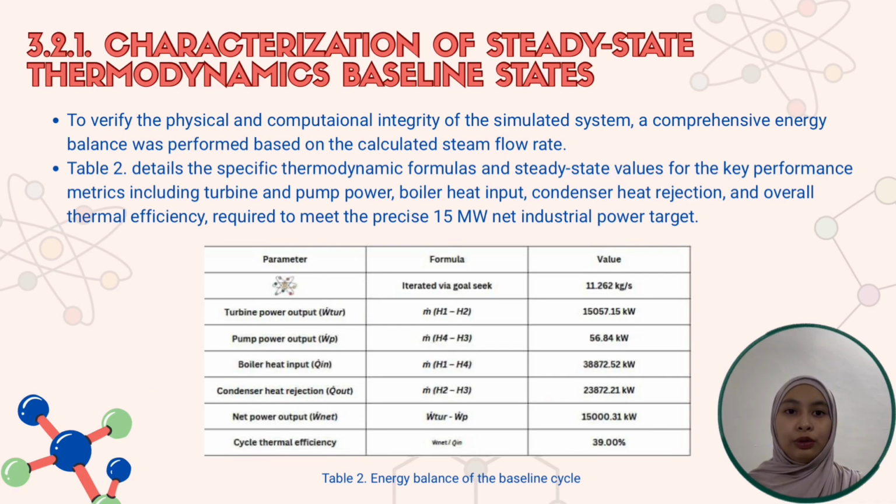Our turbine power output reaches just over 15,000 kilowatts, balanced against a pump power input of 56.84 kilowatts, with a boiler heat input of nearly 38,873 kilowatts and a condenser heat rejection of about 23,872 kilowatts. Our net power output lands precisely on our 15 megawatt industrial power target. This brings our baseline cycle thermal efficiency to a solid 39.0%.